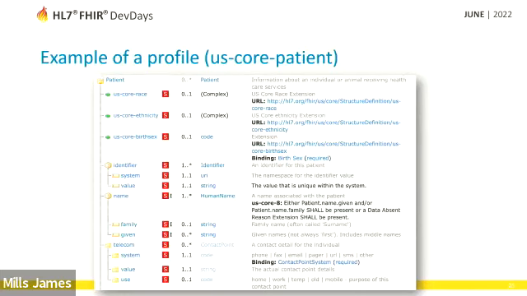Also, you see in this example that they made the identifier mandatory and the name, they made it mandatory because it was optional in the original resource. And they added some extensions for race, ethnicity, and birth sex.